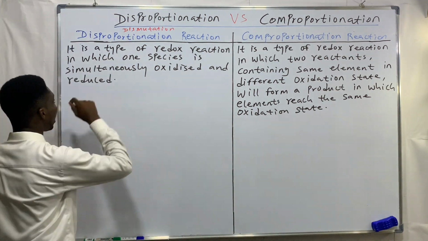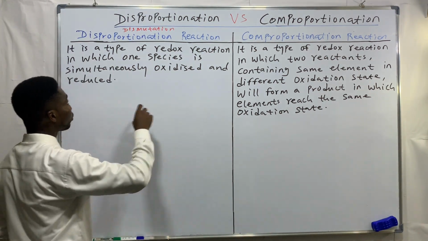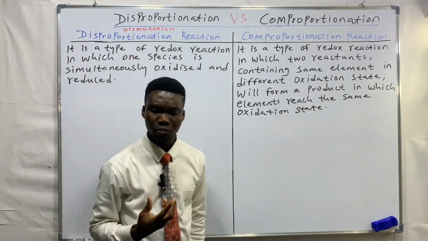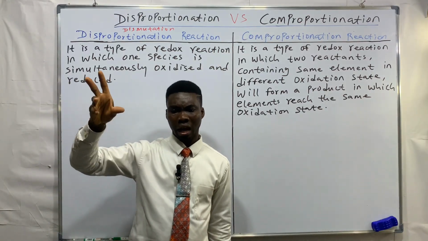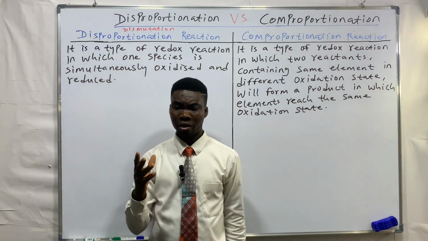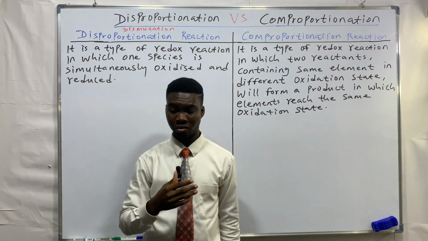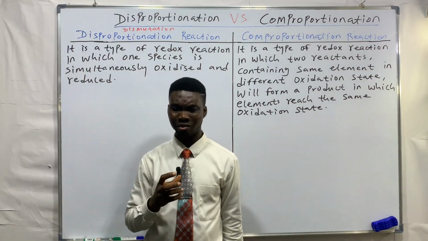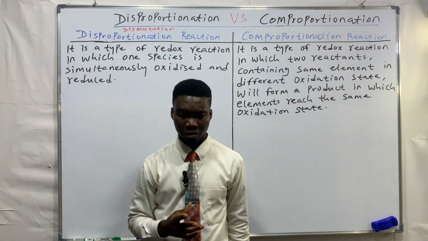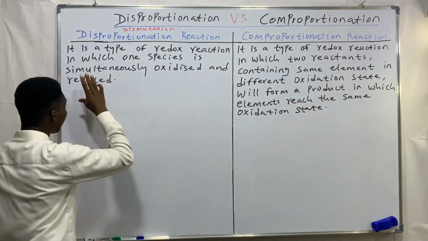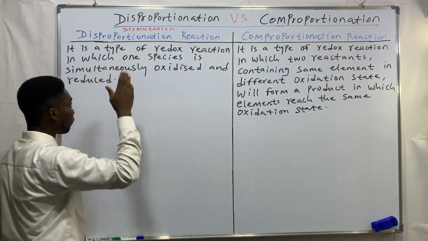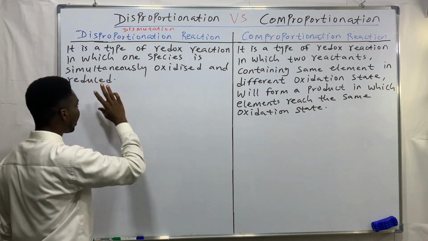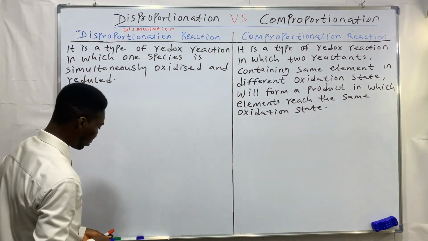Now follow me. Disproportionation reaction is also called dismutation reaction. Dismutation is a term that refers to reactions in biological systems, while disproportionation is a term that refers to reactions in chemical systems. Disproportionation is a type of redox reaction in which one species is simultaneously oxidized and reduced. What does that imply? What does that mean?